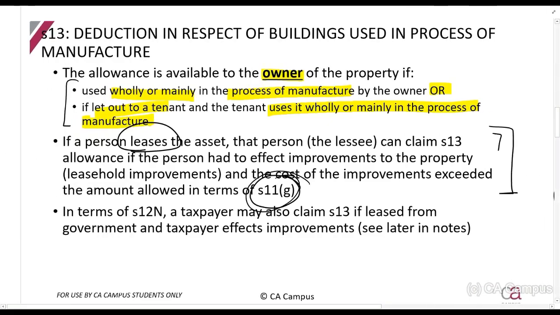Okay. You'll see this also when you look at questions around leasehold improvements. And then please be aware, section 12N might also apply. It's a separate section for you to study, but section 12N in a nutshell says, if you are the lessee of this property and you're leasing it from the government and you make improvements, we'll treat you as if you are the owner of the property. So basically you can claim it then as well.